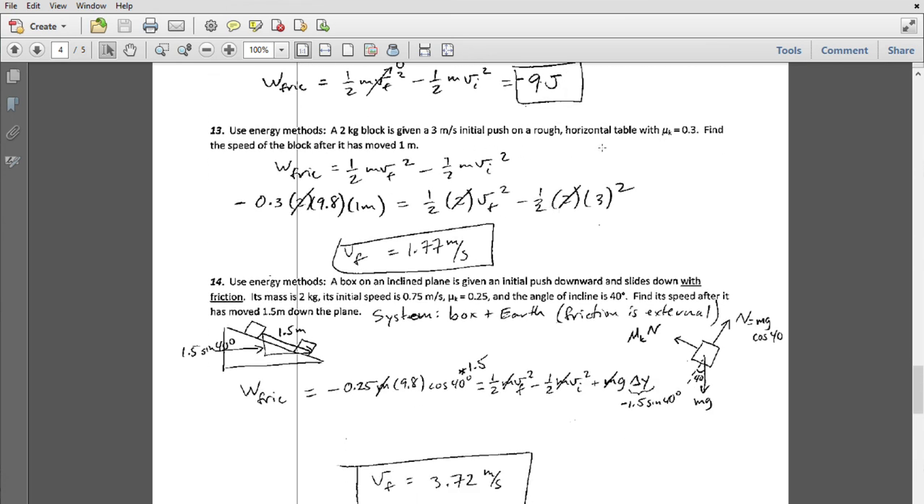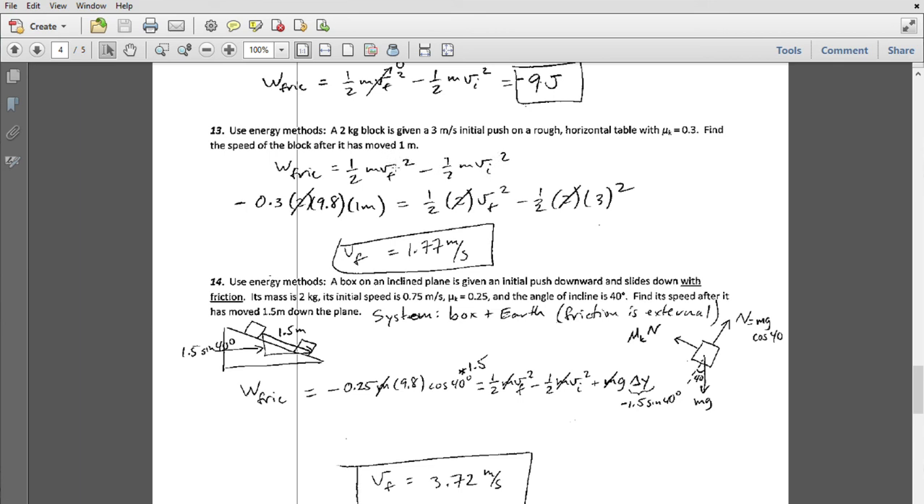Similar setup, except in this case we want to find the speed of the block after it's moved 1 meter. So in this case, we want to know v final. We don't know that v final is 0 here. It's presumably still going after it's moved 1 meter. So we want to know that v final.